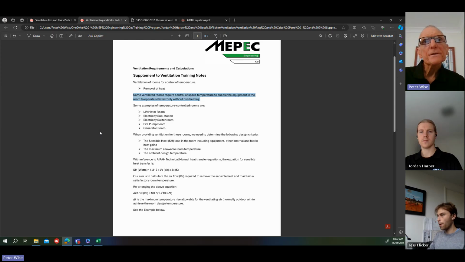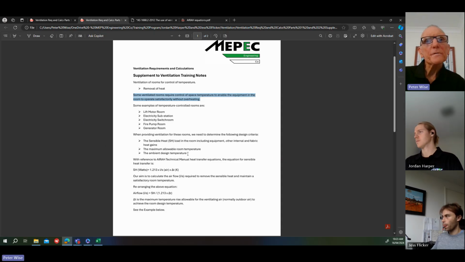Okay. So if you need to ventilate a lift motor room, there's a couple of ways you can do it. You can use outside air to take the heat out and to keep the temperature down, or you can air condition it. In Queensland, lift motor rooms are nearly always air conditioned these days, so you're not bringing in outside air. But in Victoria, I think they generally would use outside air because it's cheaper to do that.